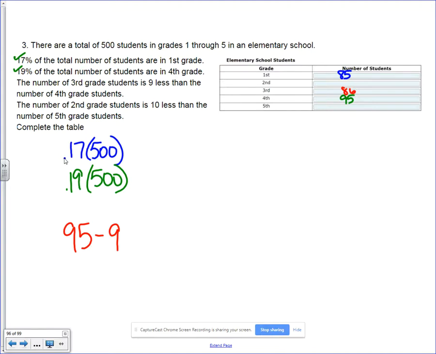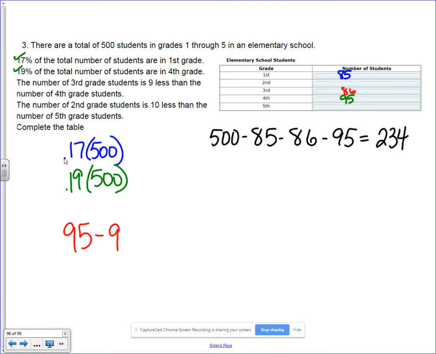Okay. So all I have left are second and fifth. It says the number of second grade students is 10 less than the number of fifth grade students. So maybe I should figure out how many kids I have left. If I take that 500 and I subtract the students that we already have placed, let's see what we get here. That means I've used 234 kids already. So if I take 500, that means I have 234 kids left.